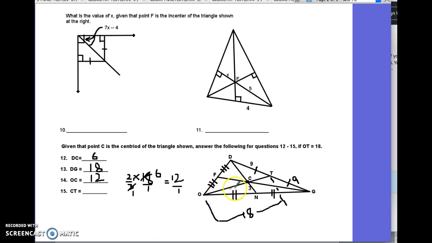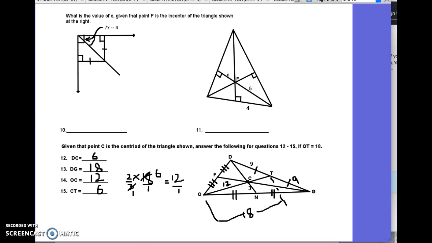So once you get OC, it's going to be easy to get CT. What would that be? OC is 12. Let's put it on here. And I told you that the longer segment of the median is twice the shorter segment. So if this is 12, then CT has to be what? Half of 12, which is 6. Okay? So that would take care of all these.